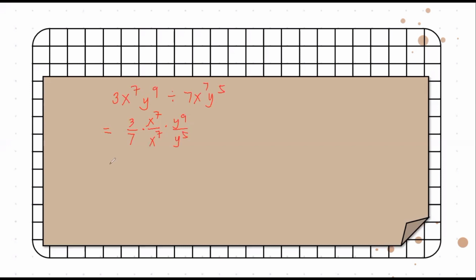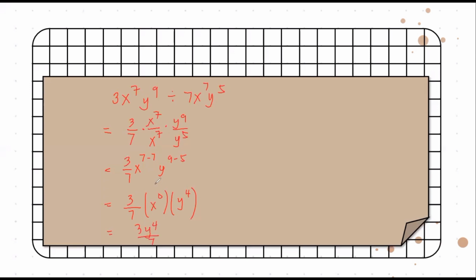This will give us now 3 divided by 7. It is already in its simplest form, so you just need to copy it. x raised to 7 minus 7, and then y raised to 9 minus 5. Simplifying, this will give us now 3 over 7. x raised to 7 minus 7 will give us x raised to 0, times y raised to 9 minus 5, which gives us the difference of 4. And then we have now our final answer, 3y raised to 4 over 7.